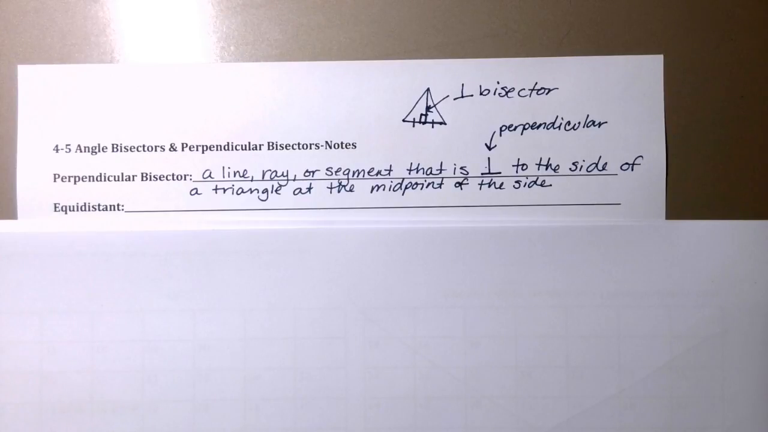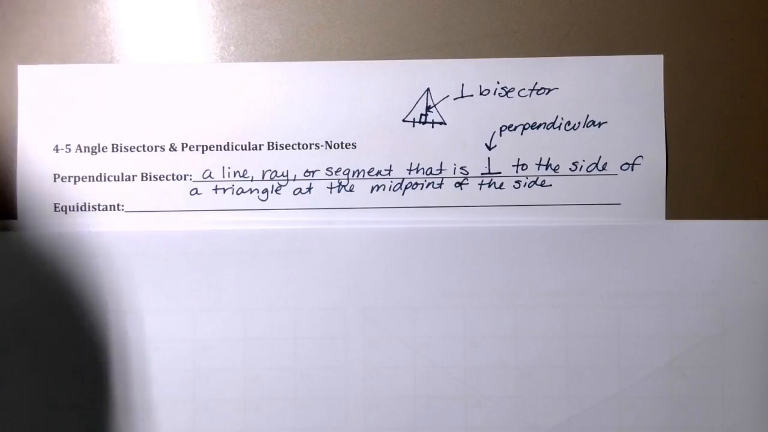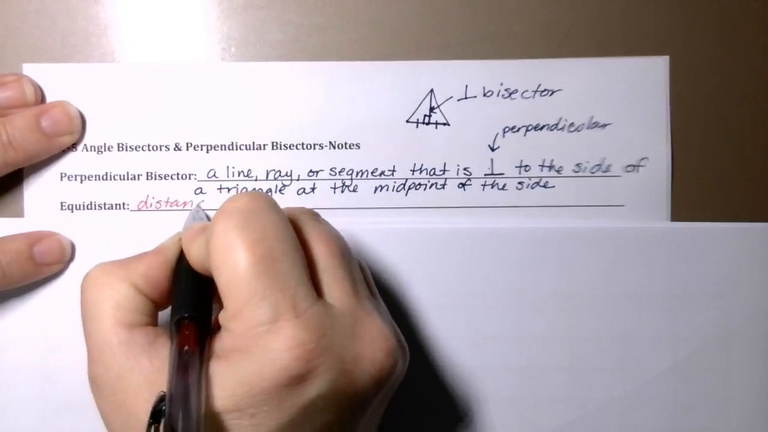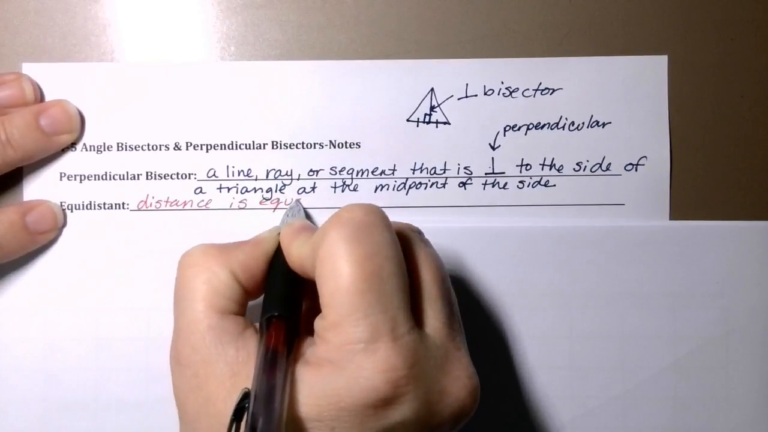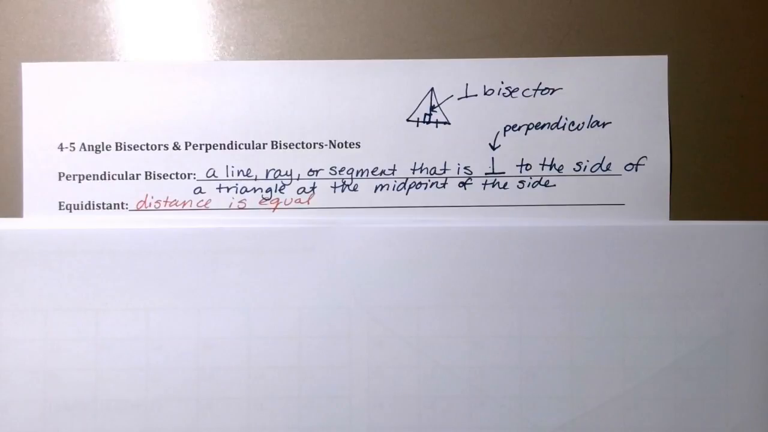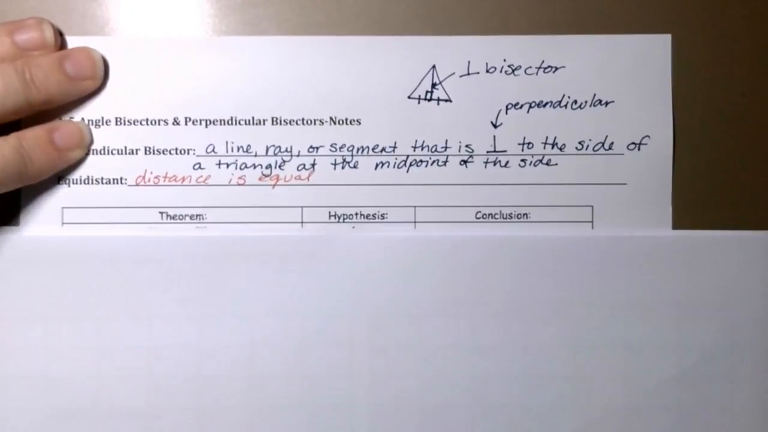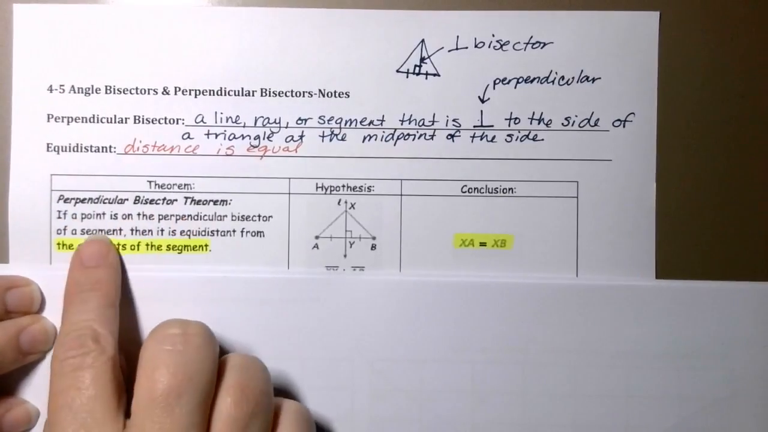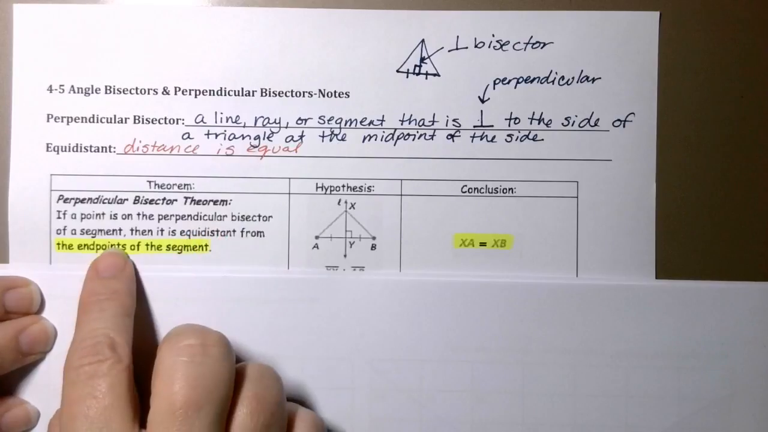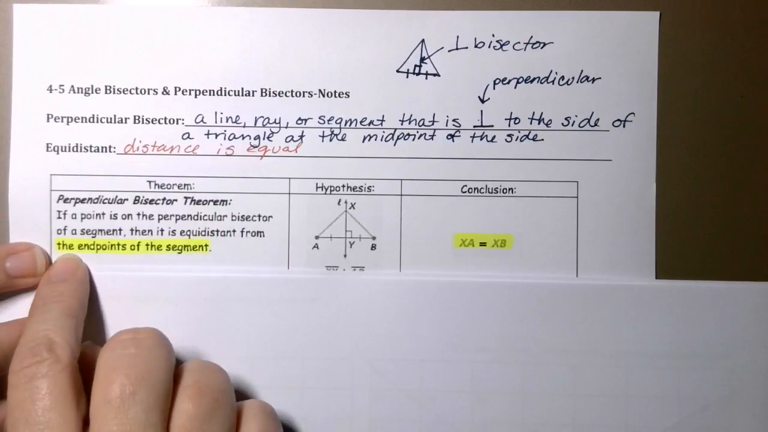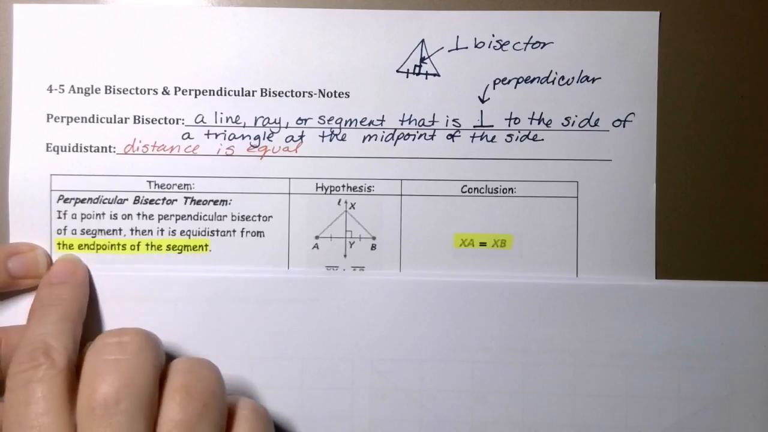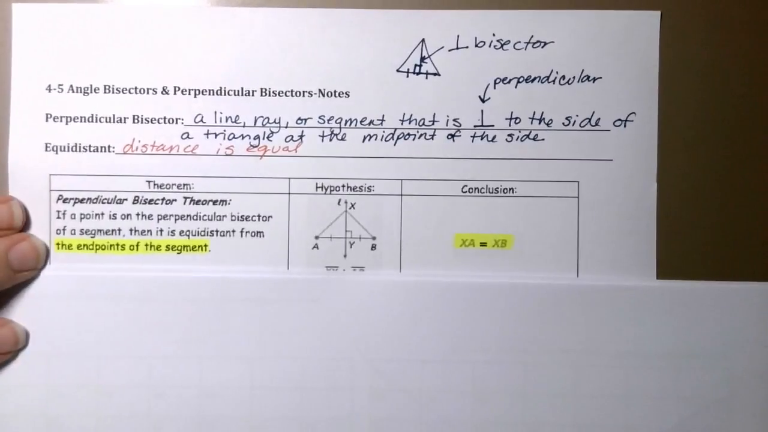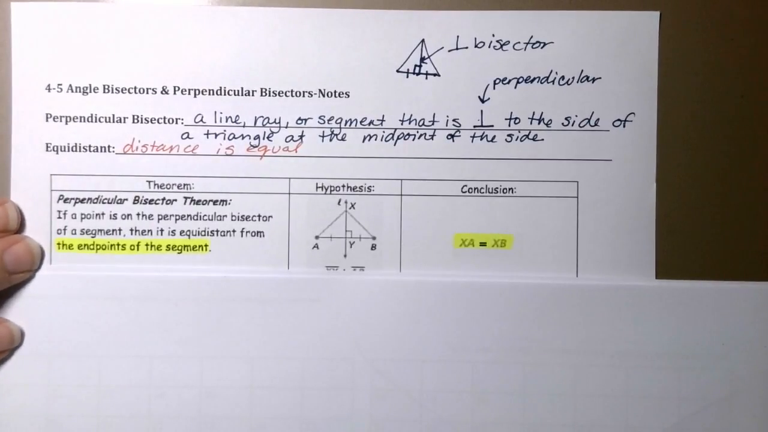Okay, and we've talked about equidistant before. Again, what does equidistant mean? Distance is equal. Yeah? All right, so theorem. Perpendicular bisector theorem says if a point is on the perpendicular bisector of a segment, then it is equidistant from the end points of the segment. So that highlighted part is the part that you need to fill in on yours. It is equidistant from the ends or the end points of a segment.